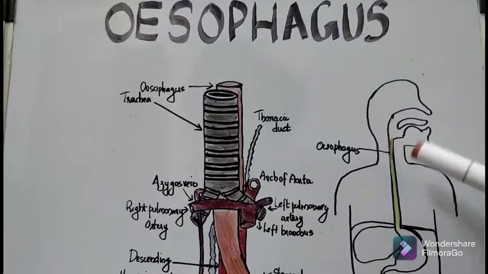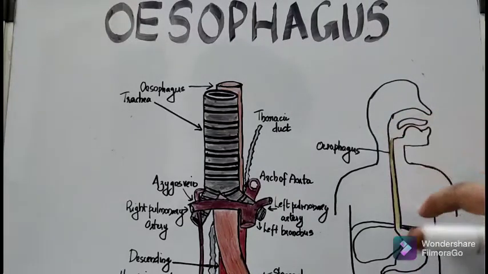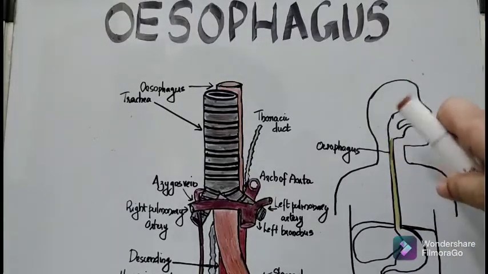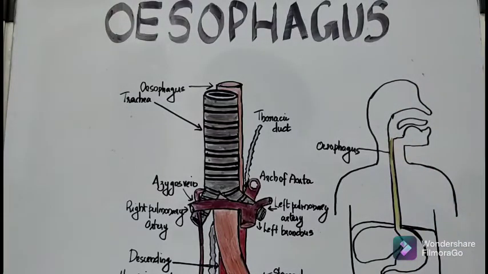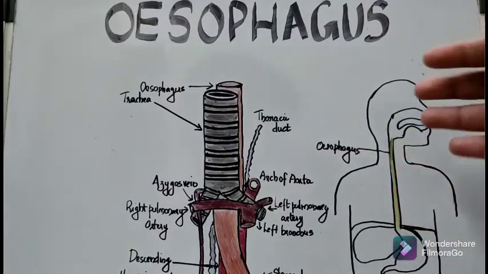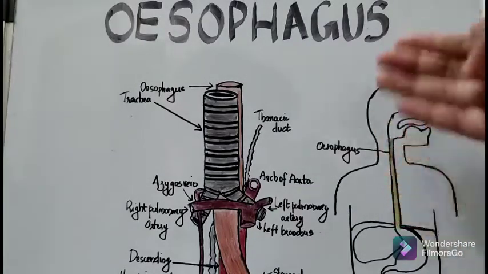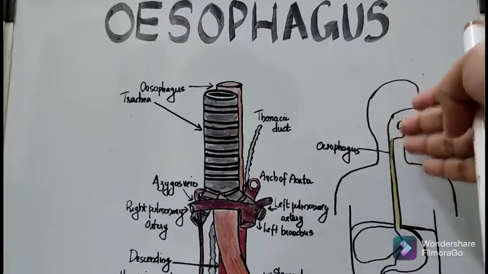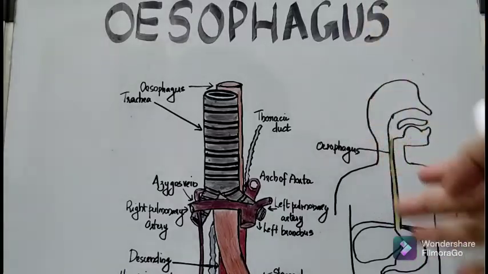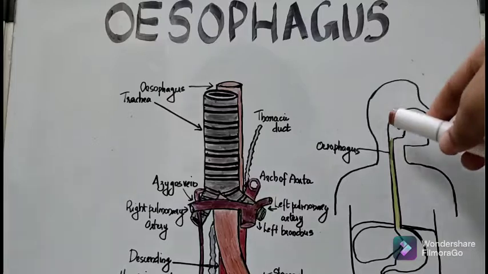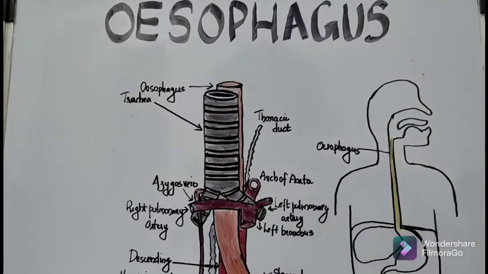The esophagus extends from the lower border of the cricoid cartilage. In this figure you cannot see that. Then it descends downwards anterior to the vertebral column. That is, the esophagus is seen anterior to the vertebral column, and the vertebral column is seen posterior to the esophagus.